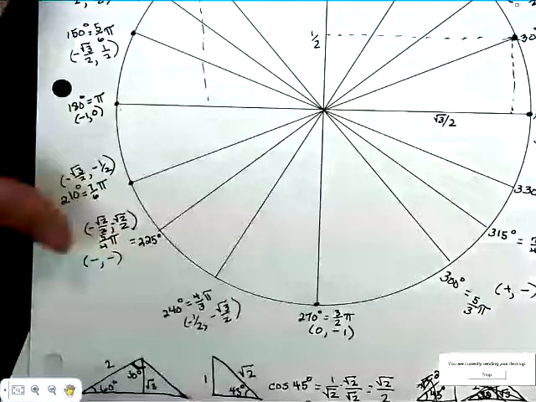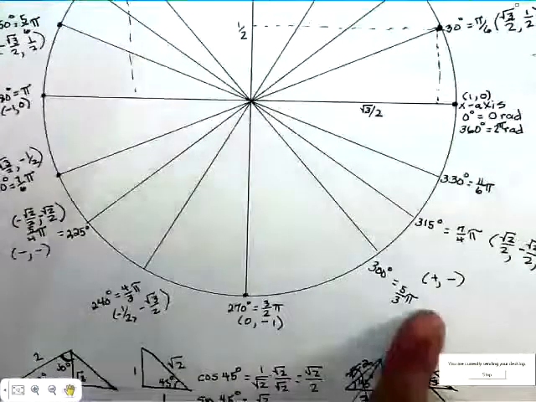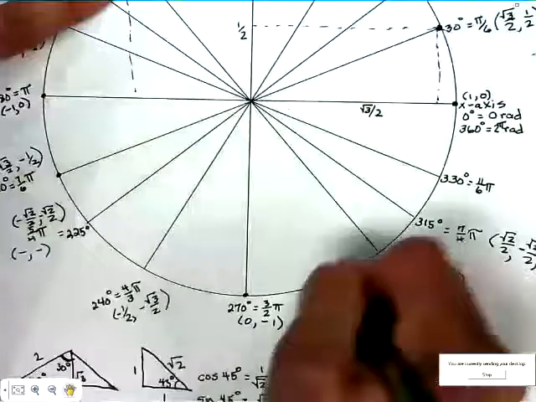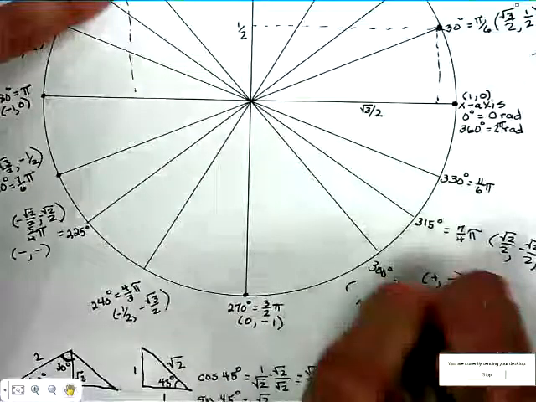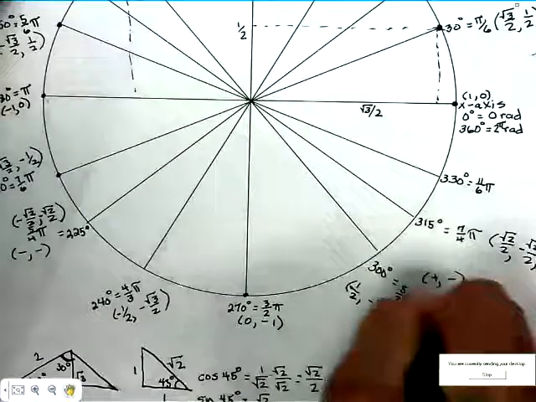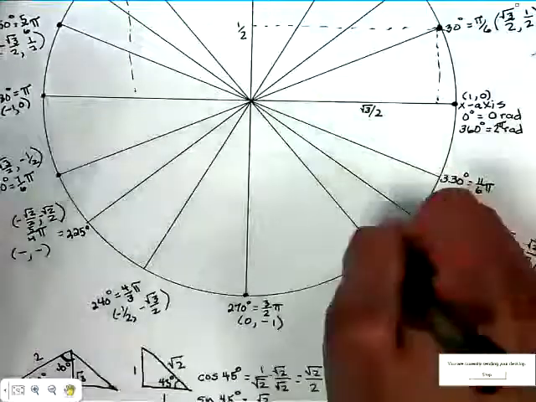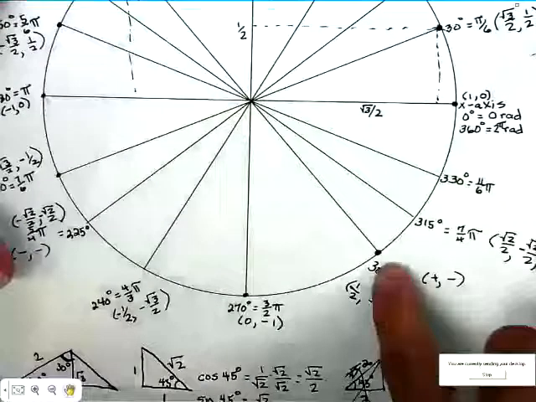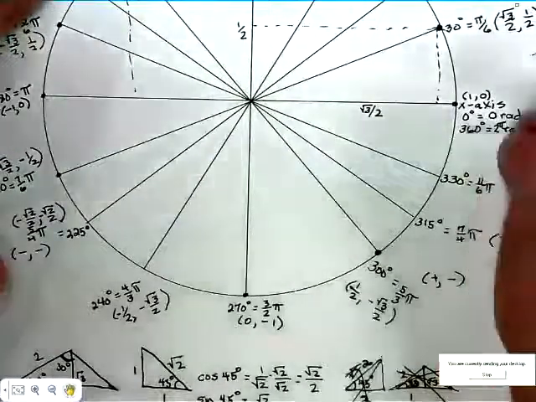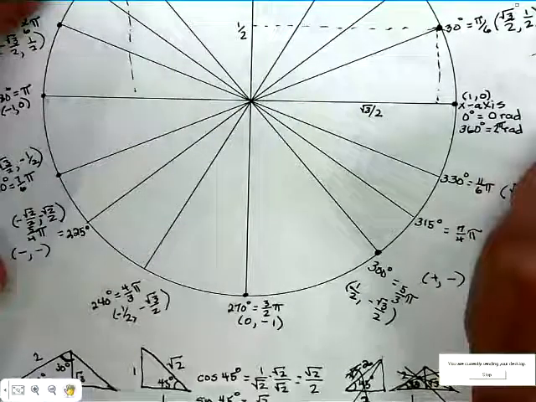Then at 5/3 pi, is it the x or the y that's closer to being -1? The y just was -1 right here, so the y is negative square root of 3 over 2. The x is positive a half at this point. And then at 11/6 pi, the x is almost back to 1. So the x is square root of 3 over 2, and the y is -1/2.